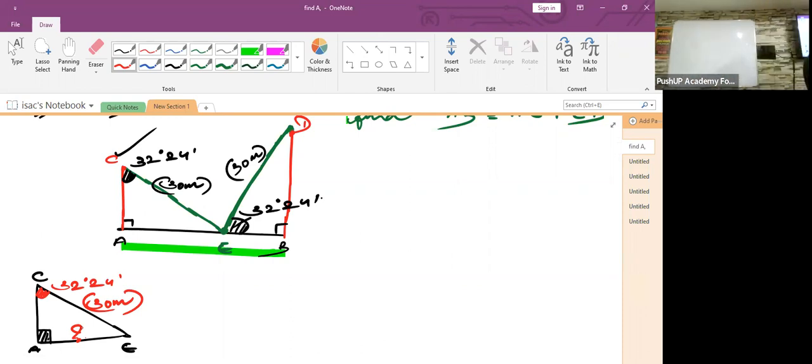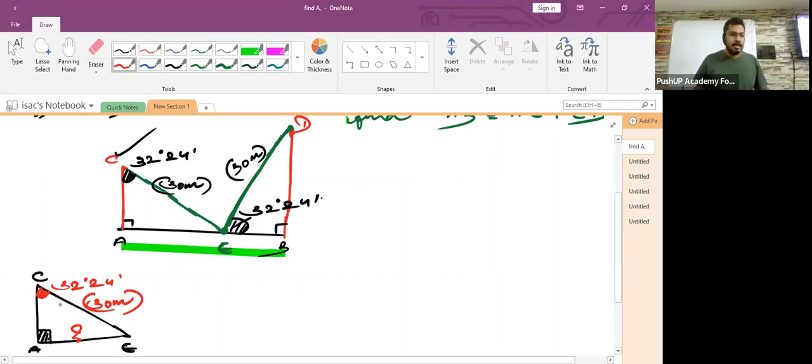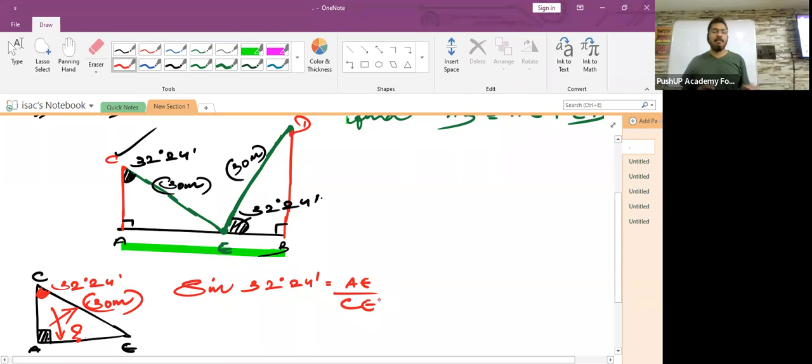I won't ask you any other question. Directly tell me which function? Children, with reference to angle C, what is AE? Is the opposite side, isn't it? What is CE? It is the hypotenuse of the right angle triangle. When the opposite side and hypotenuse are involved, which function? Sine function, isn't it? So sine of that angle, 32 degrees and 24 minutes, will give you opposite upon hypotenuse. That is AE upon CE.